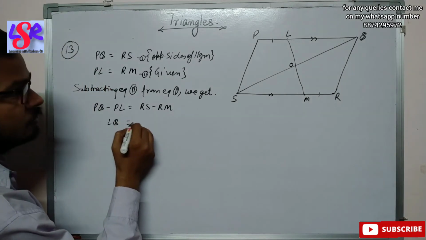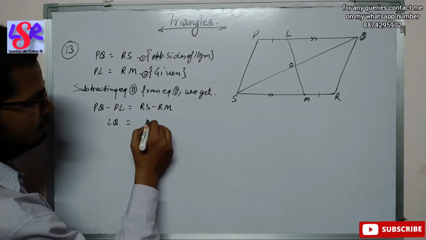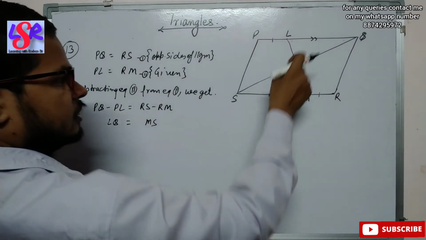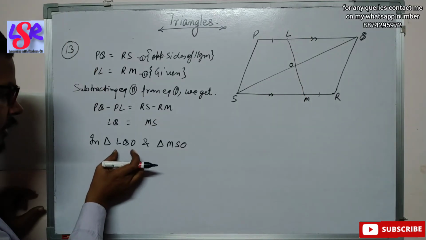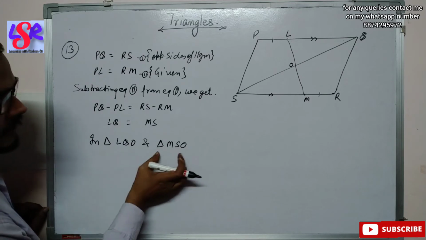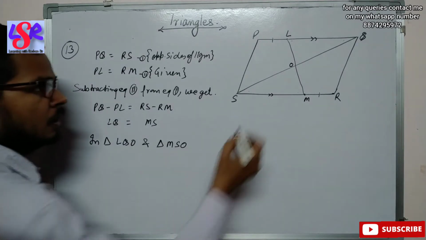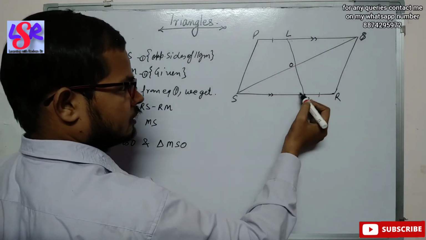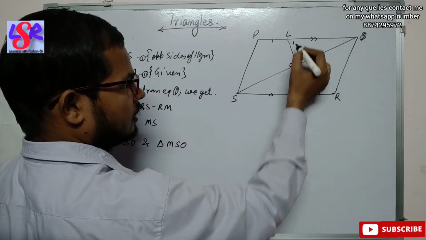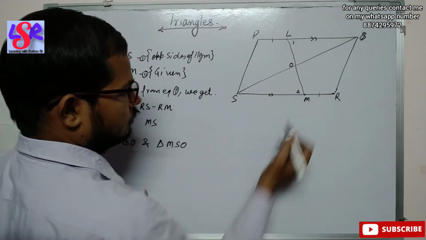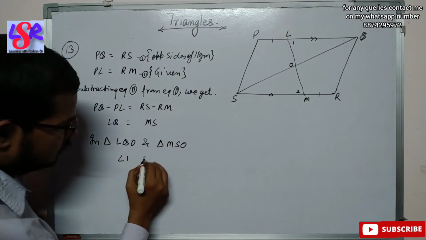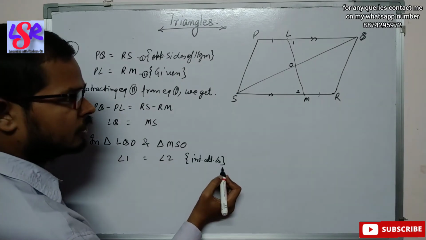So LQ equals to MS. Now we are going to take these two triangles. So here we have got triangle LQO and triangle MSO. Now this angle will be equals to this one. Let this one be angle number 1 and this one be angle number 2. So angle 1 equals to angle 2, interior alternate angles.